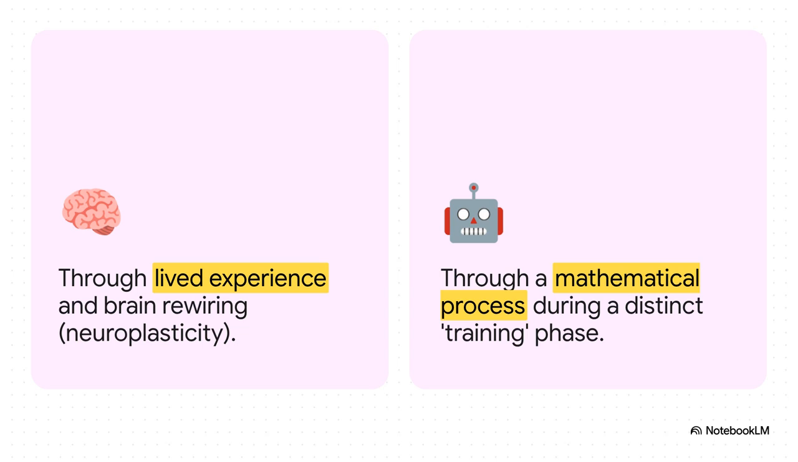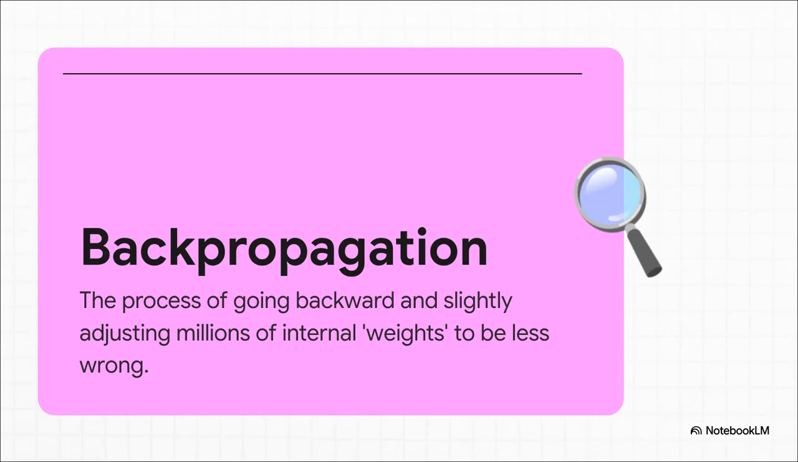It goes through this massive one-and-done training phase where it processes a huge chunk of the internet. It's not learning from your conversation in real time. It's already been trained. And the secret sauce behind this training? It's a fancy word called backpropagation. But here's what it really is.